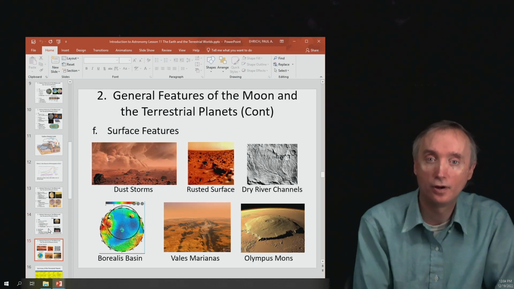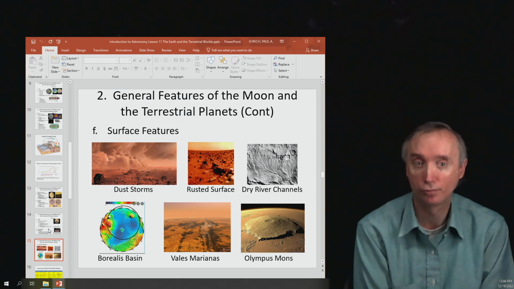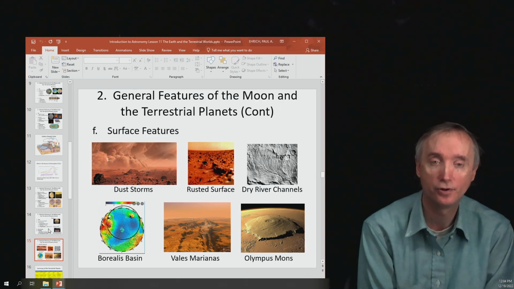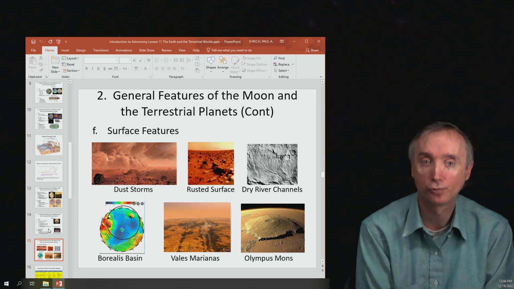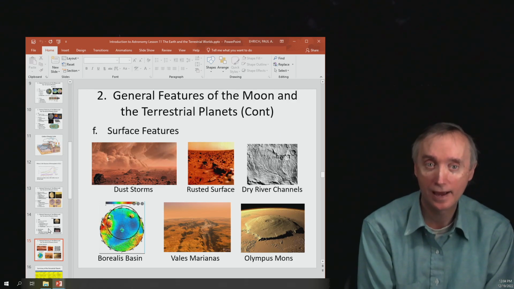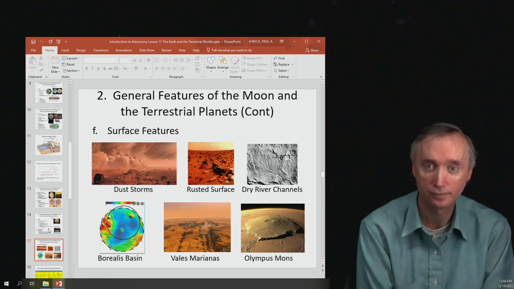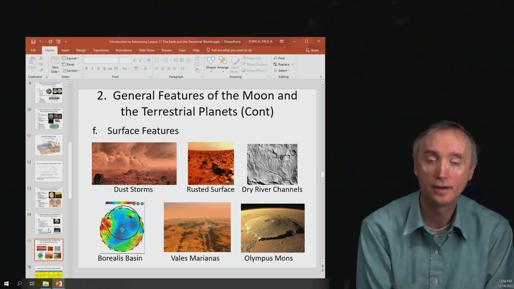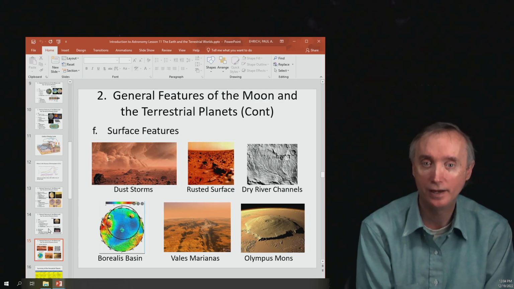I would like for you to know why the surface of Mars is rusted, so go back in your notes and look that up. I would like for you to be able to recognize those dry river channels, and what that implies happened on the surface of Mars in its past. And then the Valles Marineris, I'd like for you to know what created the Valles Marineris.